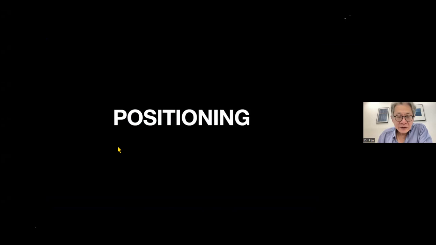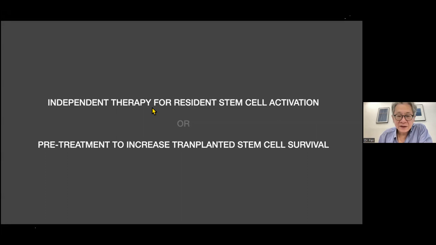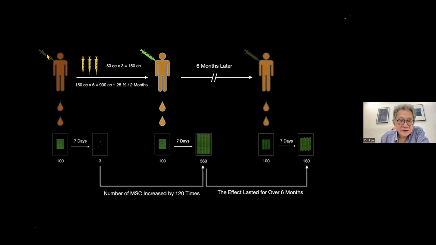So the plasma conditioning therapy, you can use this independently to activate the resident stem cells. And you can also use this as a pretreatment before you do the cell therapy, okay? And I think this is the position for clinicians to consider to incorporate this technology into your practice. Because if you infuse the stem cells without the plasma conditioning, sometimes you will run into a situation like the left-hand side. That means that you bought 100 stem cells infused into a body, but only 3 of them survived. And unfortunately, most of the time this is the case.